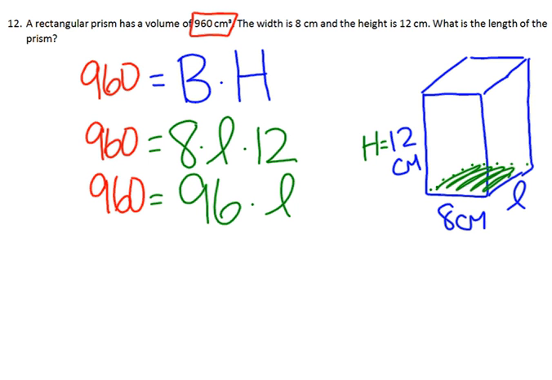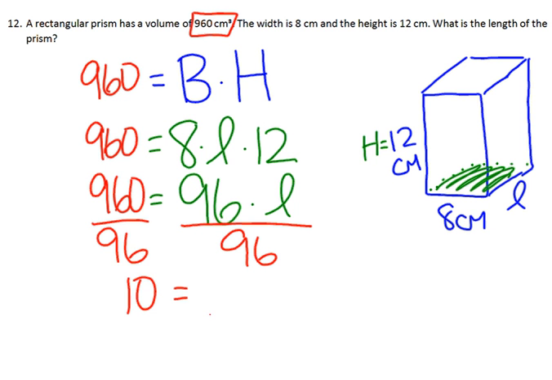And then to solve 960 equals 96 times L, I'm just going to divide by 96 on each side and get a length of 10. And then finally, I'm going to substitute in measurements. So final answer is 10 centimeters.